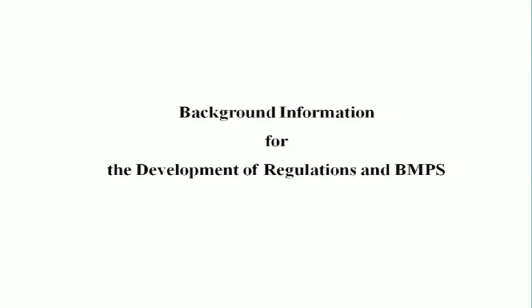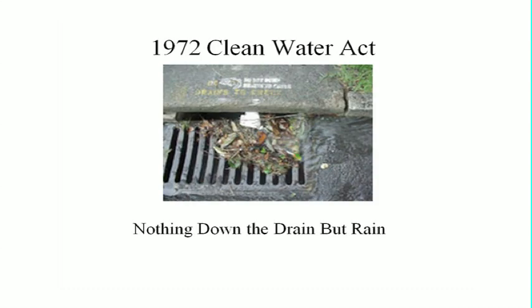Background information for the development of the regulations and BMPs. The Clean Water Act was passed in 1972, which basically said nothing down the drain but rain. The EPA 6th Regional Director told me that when that went into effect, it was like sitting down at your desk. You have all this stuff that you've got to take care of. So what do you do? You prioritize it.